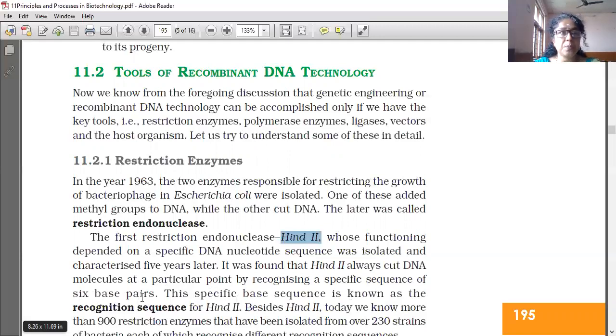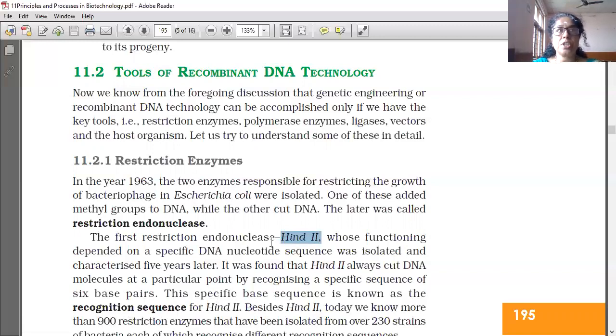Which are the bases? Adenine, guanine, cytosine, uracil and thymine. Adenine, guanine and cytosine are the common bases, along with uracil and thymine. The specific base sequence is known as the recognition sequence for HindII. What is the speciality of HindII?